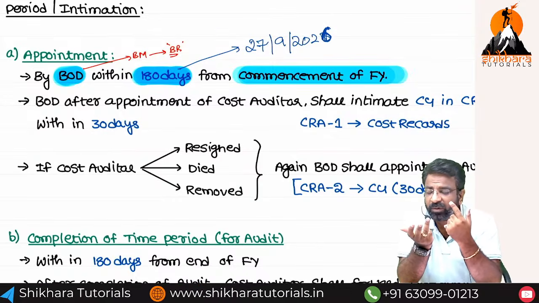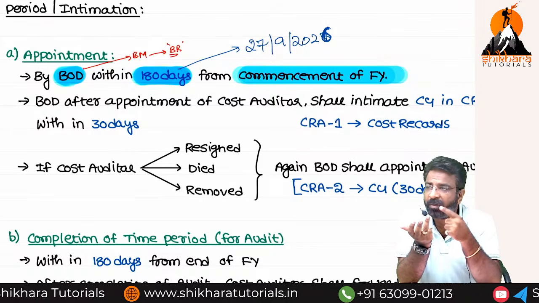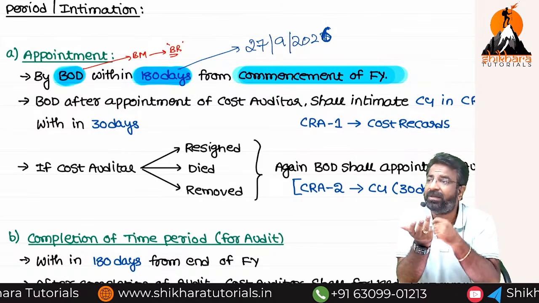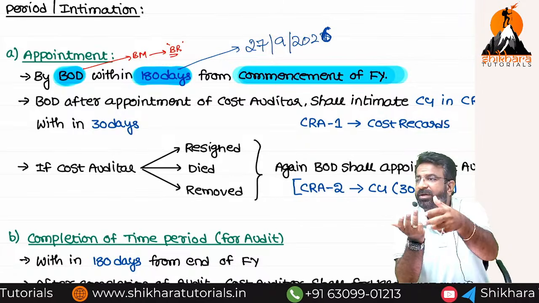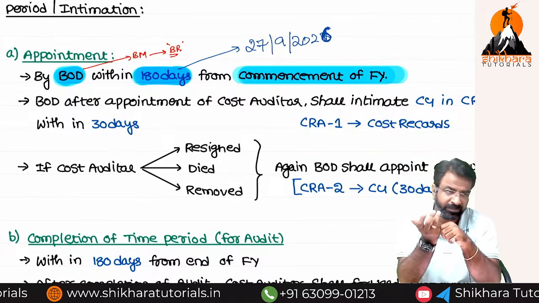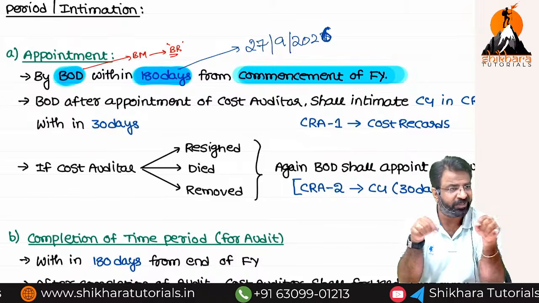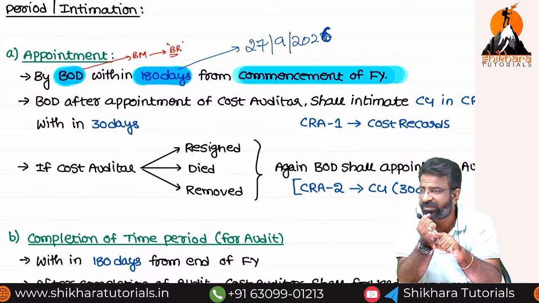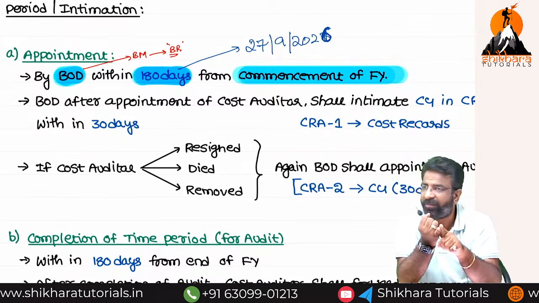That's why we are also not appointed by the shareholders. We are appointed by the board of directors. Who runs the company? Who is more interested in knowing the cost of production? Board of directors. Are the dots attaching? So, the board of directors appoints us within 180 days from the commencement of the financial year.